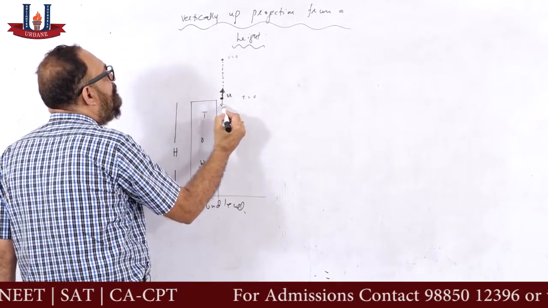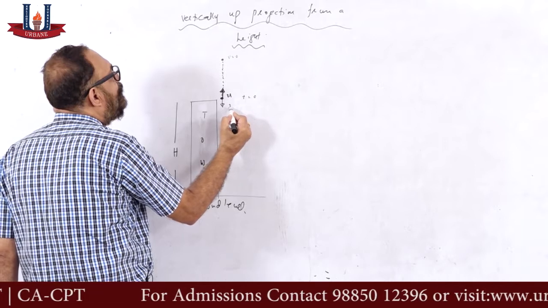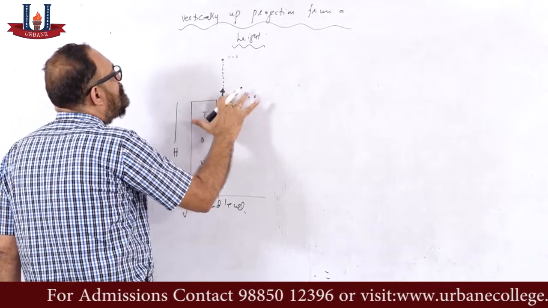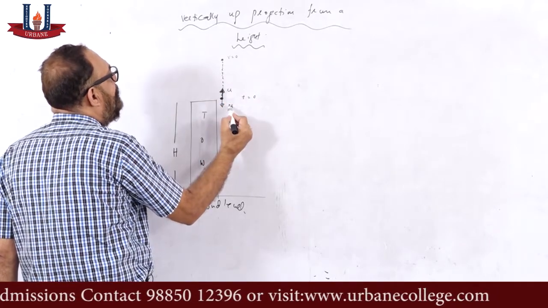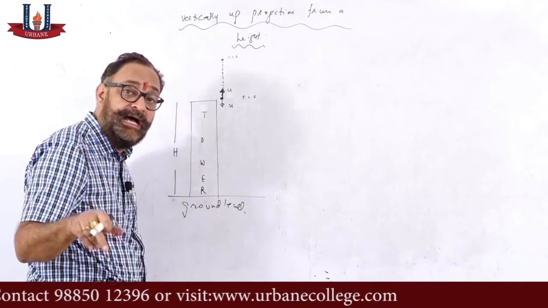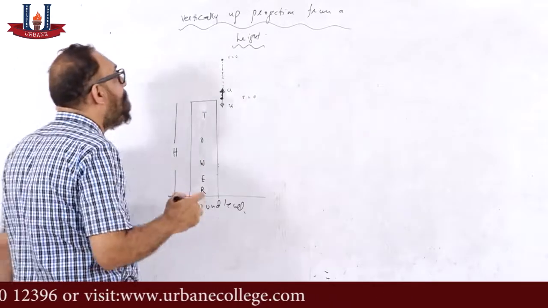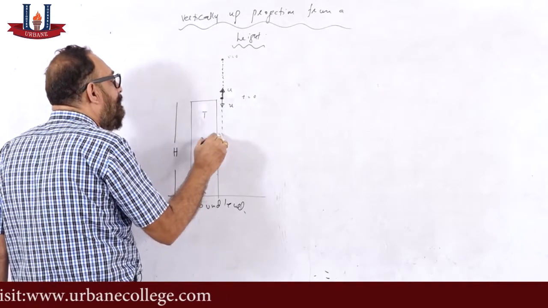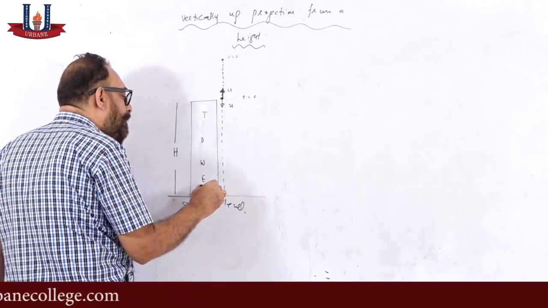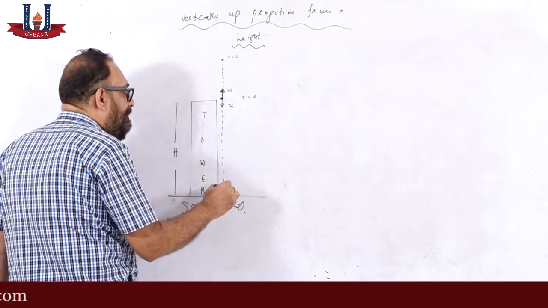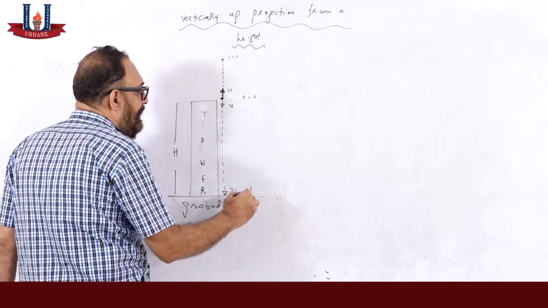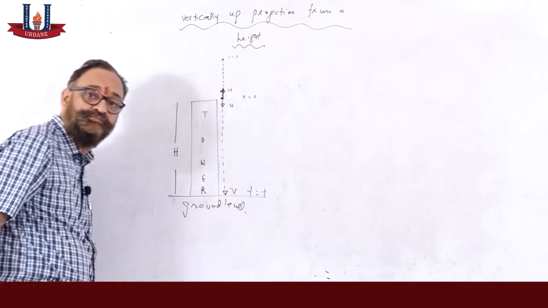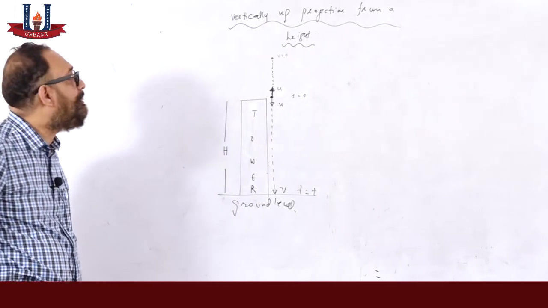Obviously, due to symmetry, we can expect that the speed is going to be again u, because it was u while going up, it has to be u while coming down. If it comes to the same level, it has to further increase and then fall onto the ground. Let the speed be v, and let the time be t.